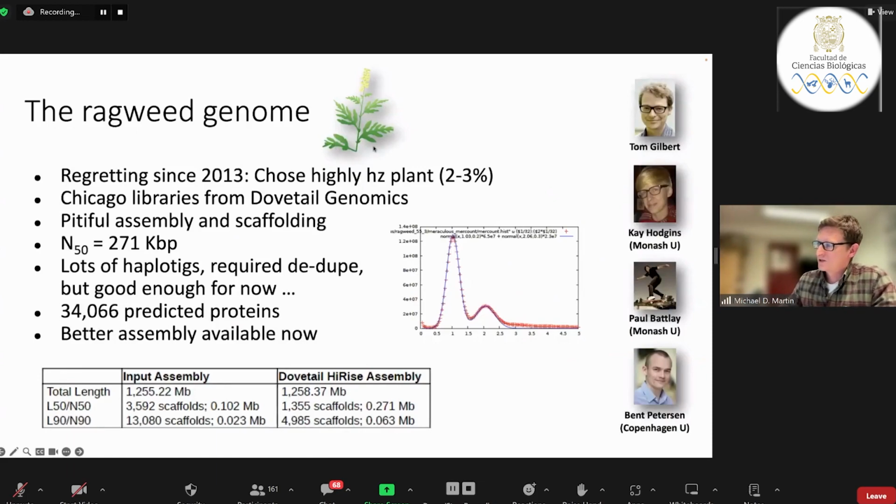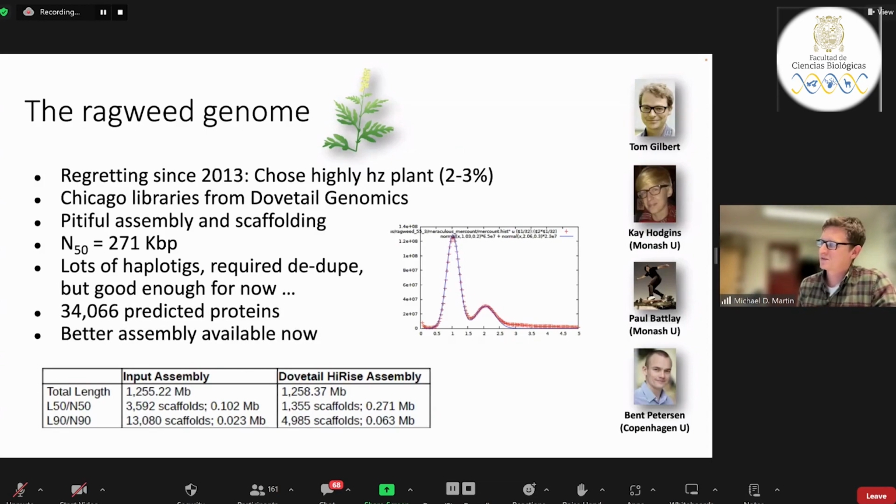Okay. So our interest was to investigate the genome of ragweed. First of all, we need a reference genome in order to map our data and do some population genetics, which is my interest. We initially started back in 2013 with a single plant that we sent off for highly contiguous library building in order to assemble the genome.